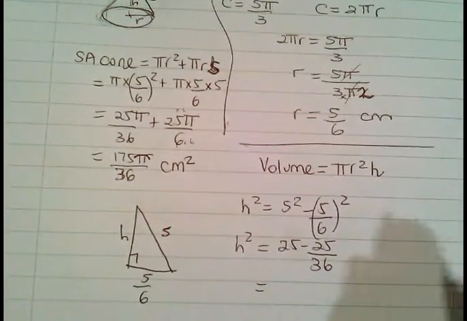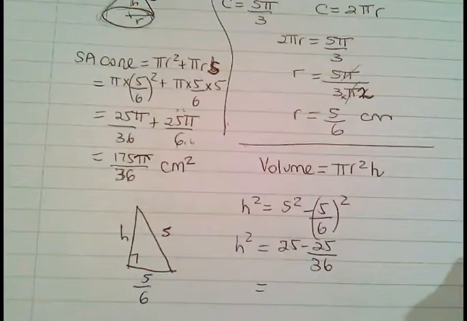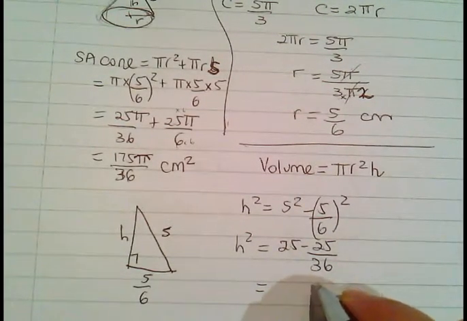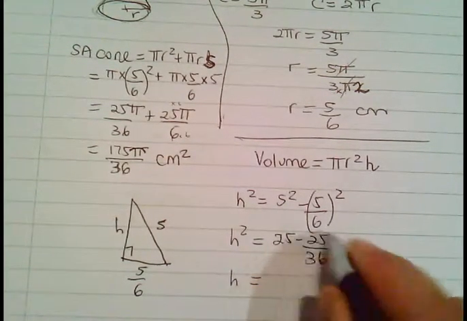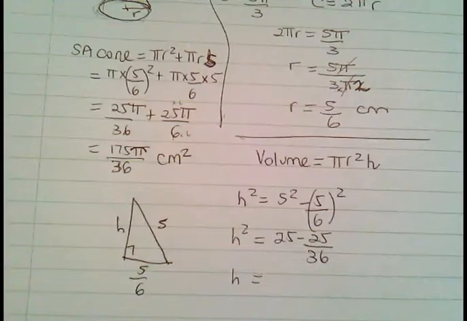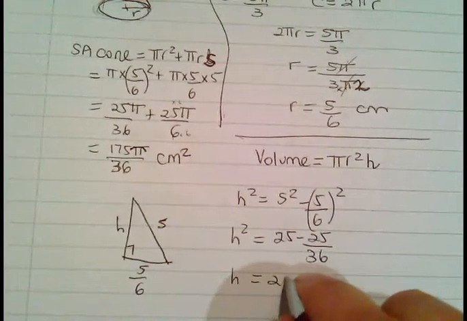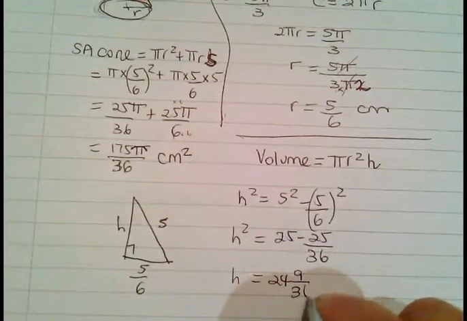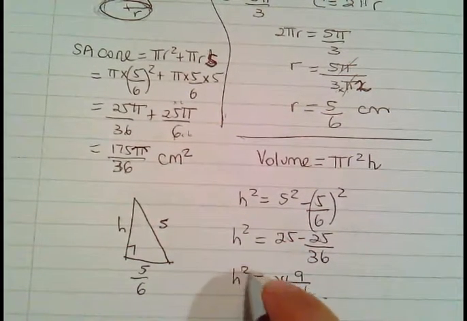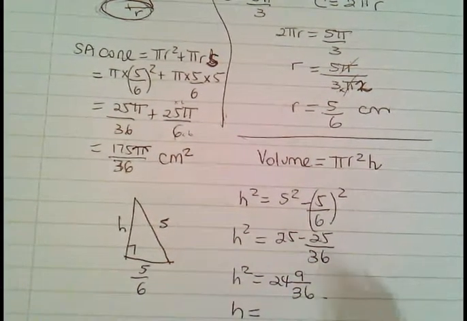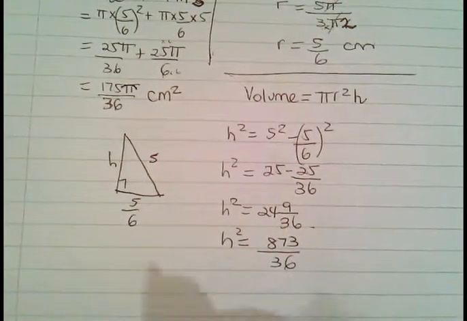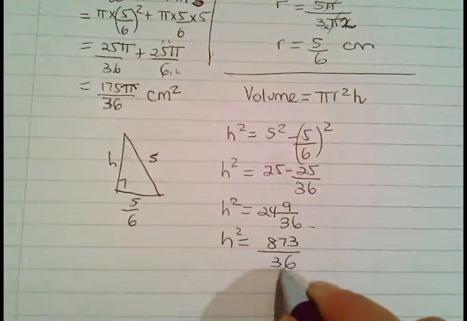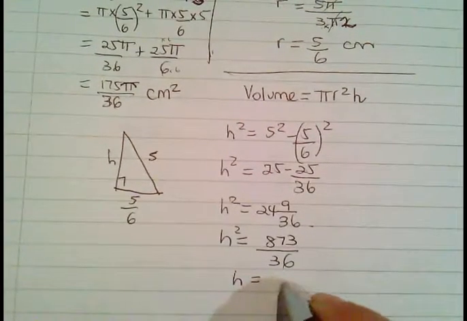which is 24 and 9/36. You can just do that on your calculator actually, I'm just doing it in my head. So it's 24 and 9 over 36. That's h squared, therefore h is the square root of that. Writing that as an improper fraction, it's 873 over 36. So h is the square root of that.